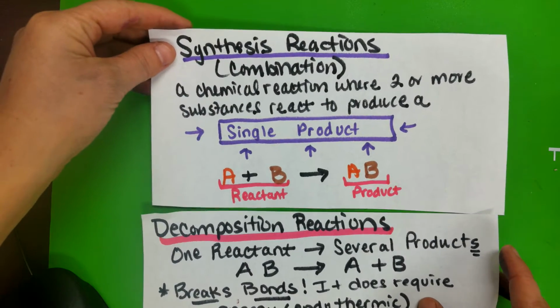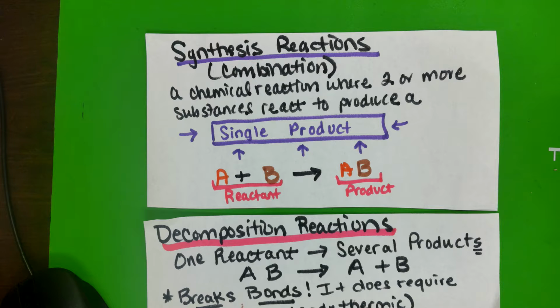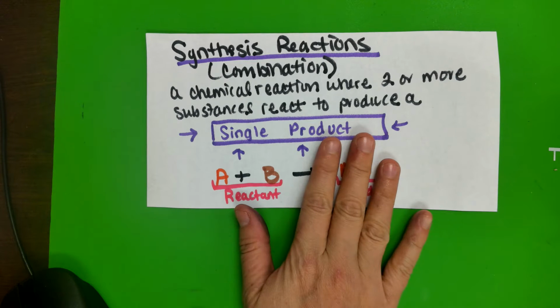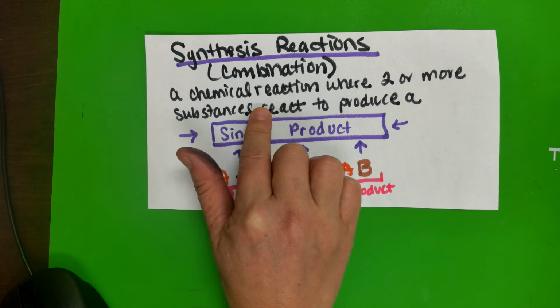Guys, okay, so today we're gonna talk about reactions. There are five types of reactions, but today we're gonna talk about synthesis reactions and decomposition. So really quick, let's start with synthesis reactions. Synthesis reactions, all it means, it's a combination.